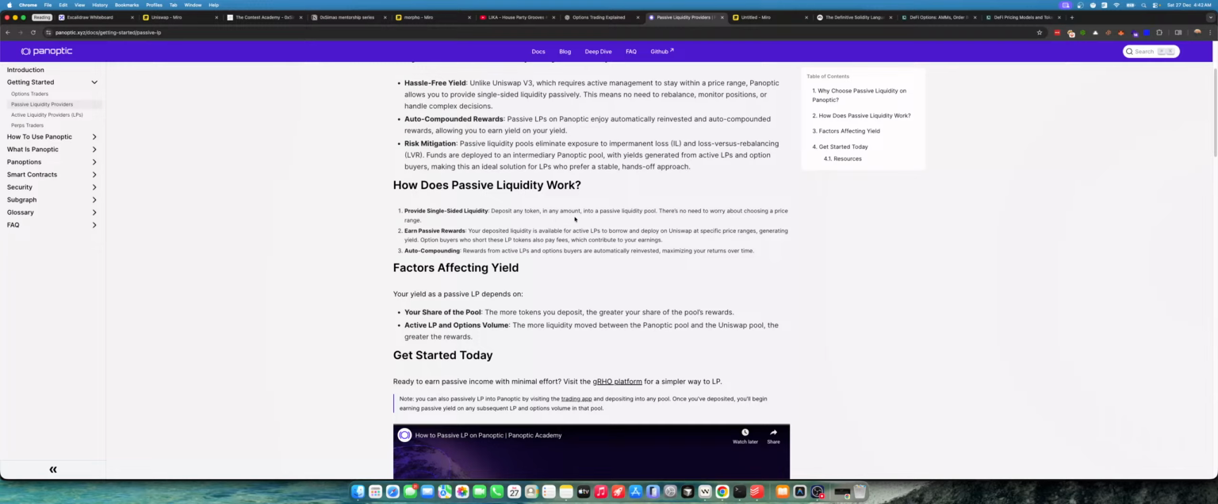Deposit any token in any amount into the liquidity pool. There's no need to worry about choosing a price range. Your deposited liquidity is available for active LPs to borrow and deploy on Uniswap, and for option sellers to short these LP tokens. I think you earn from both. Auto-compounding rewards from LPs and from active LPs' options.